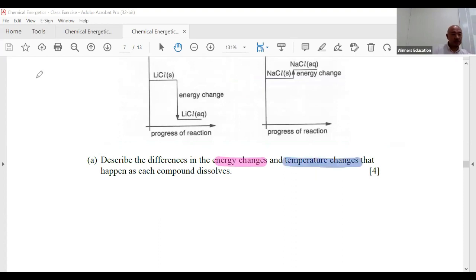All right, so here we go. Quite easy. We all know what happened over here, right? This is exo, this is endo. Agree? Yes. So this is delta H equals negative. This is delta H equals positive. So this itself is that 1 or 2 marks already. Make sense? So you can say delta H, the enthalpy change, which is energy change, is negative on the left, positive on the right. Agree? So I get some marks.